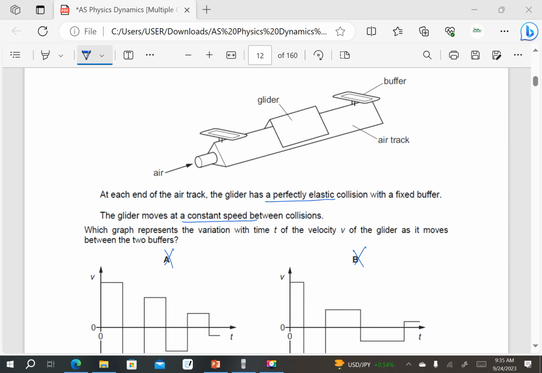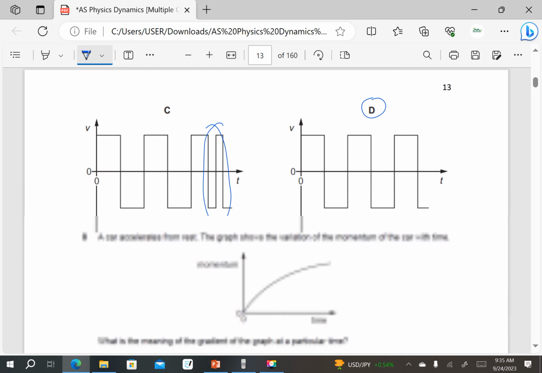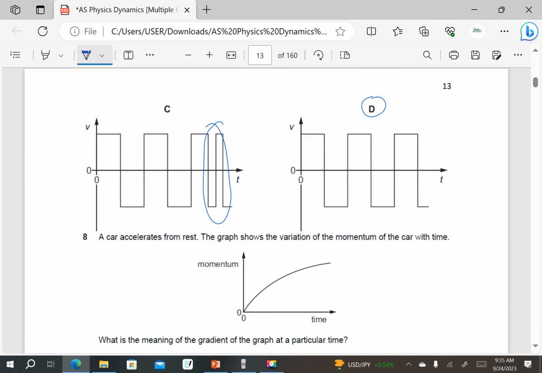Sorry for that. Because the distance between the gliders is constant, if the velocity is constant, then the time should also be constant. So it means the graph will be this one here. This one is showing that the velocity is remaining constant, but it takes a shorter time between the gliders, which means the distance between the buffers has changed, yet it hasn't. So the answer is D.